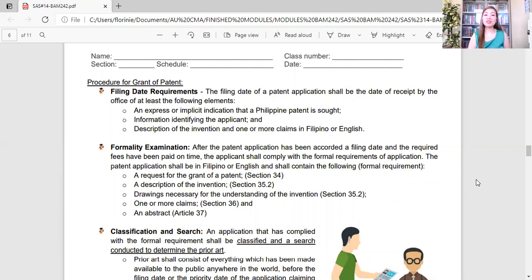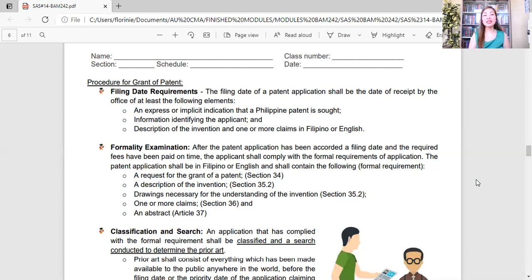Sabi ito, the filing date of a patent application shall be the date of receipt by the office of at least the following elements. Siyempre, nandun yung express or implicit indication that a Philippine patent is sought, and then information identifying the applicant, and description of the invention and one or more claims in Filipino or English. So, yung filing date requirements, kailangan ng mga sumusunod at yung magiging filing date ay yung date of receipt.